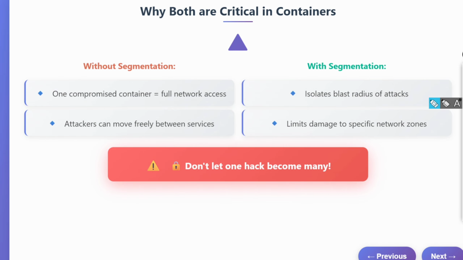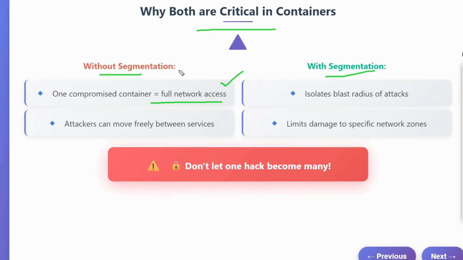Here we are going to discuss why both are critical in containers. Let's see without segmentation and with segmentation, so you understand how it affects the real world. Without segmentation, one compromised container can lead to full network access in the environment. If one container is hacked by an attacker, they can access everything in that network. There is no concept of segmentation, so the entire environment access will be gained, and there is no boundary to stop it.